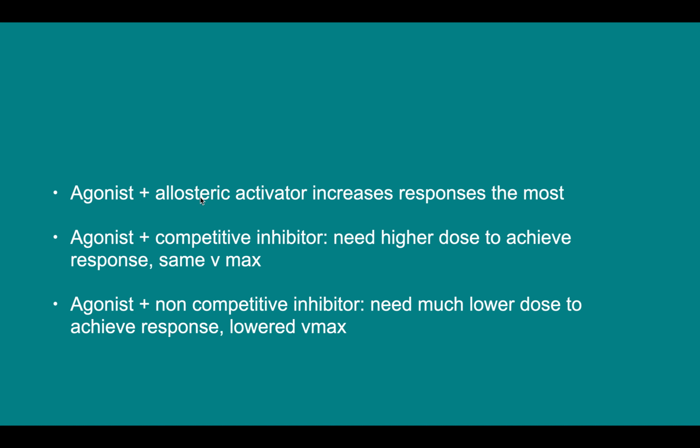So an agonist plus an allosteric activator will increase the responses the most. An agonist plus a competitive inhibitor, of course, has the same Vmax, but you need higher doses. An agonist plus a non-competitive inhibitor, you need a much lower dose, lower Vmax, because remember the Km is lower too.